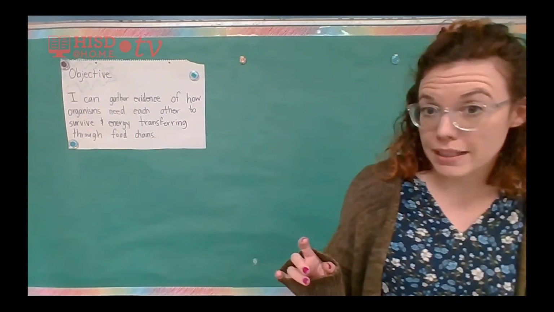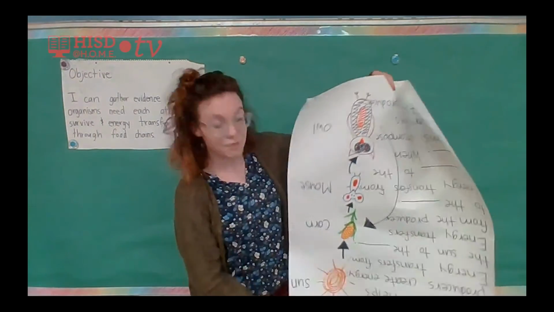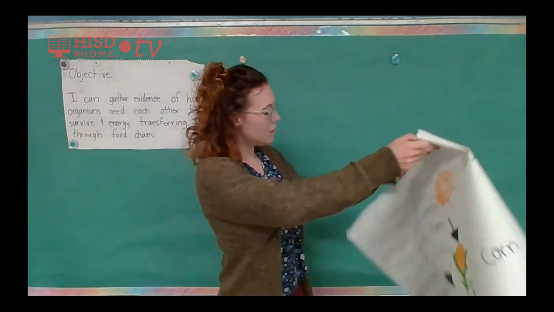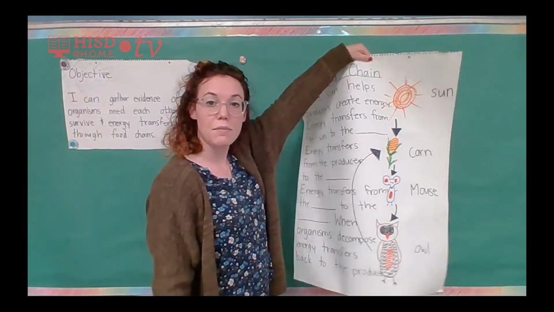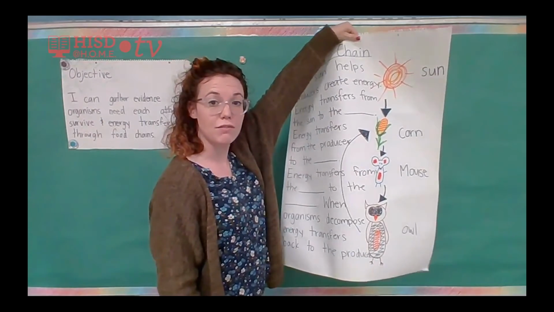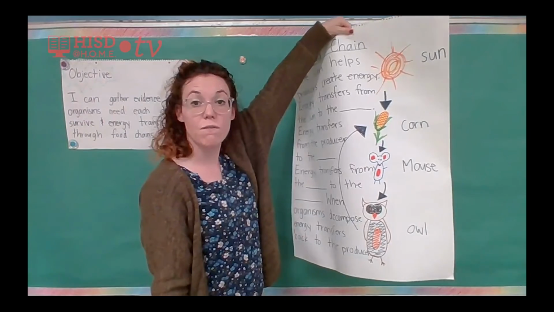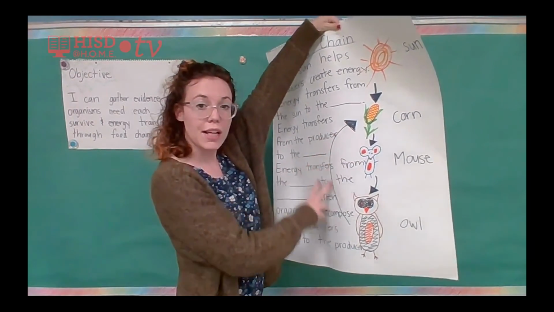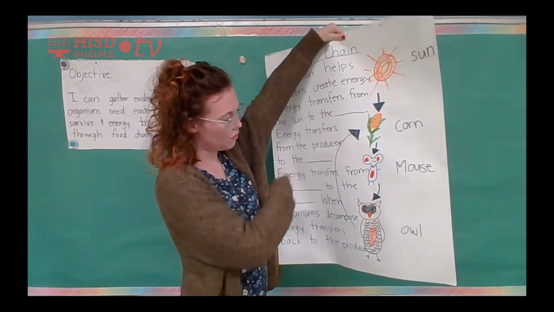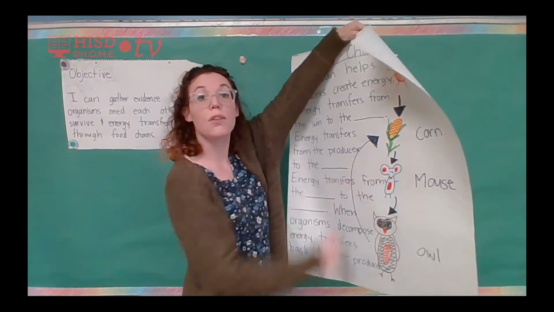So first, let's look at what we did last week. Last week, we did this. That's upside down. We did this. We talked about how the sun can give different organisms energy and how corn is a plant, and so it can make food from the sun. Then a mouse might eat some corn, and then an owl would eat a mouse. And then when the owl dies, it decomposes and goes into the ground to help the corn.